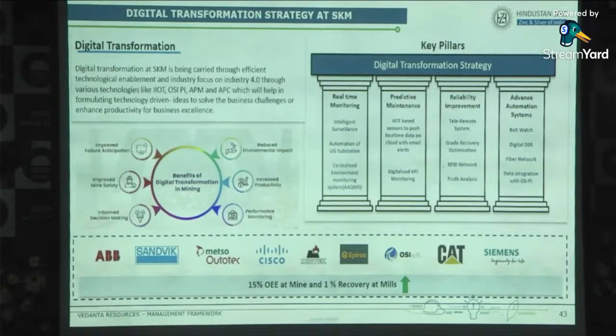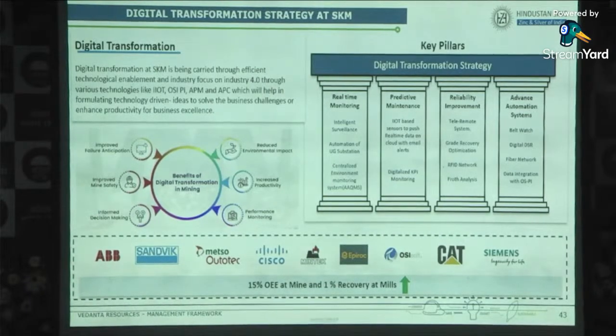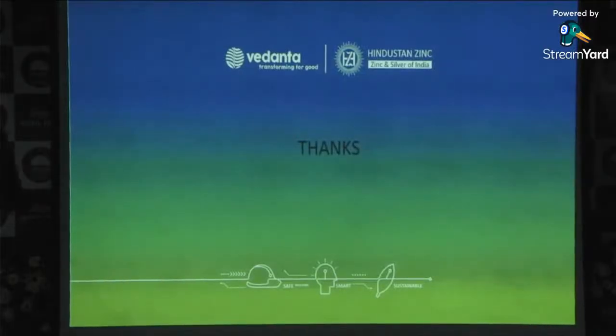Advanced automation system, then belt watch digitalization, and we are using a digitalized DSR. The optimized software also provides us a digital DSR. Whatever work has been done in the last shift, you can extract that information in one click from that optimized software. Thank you.